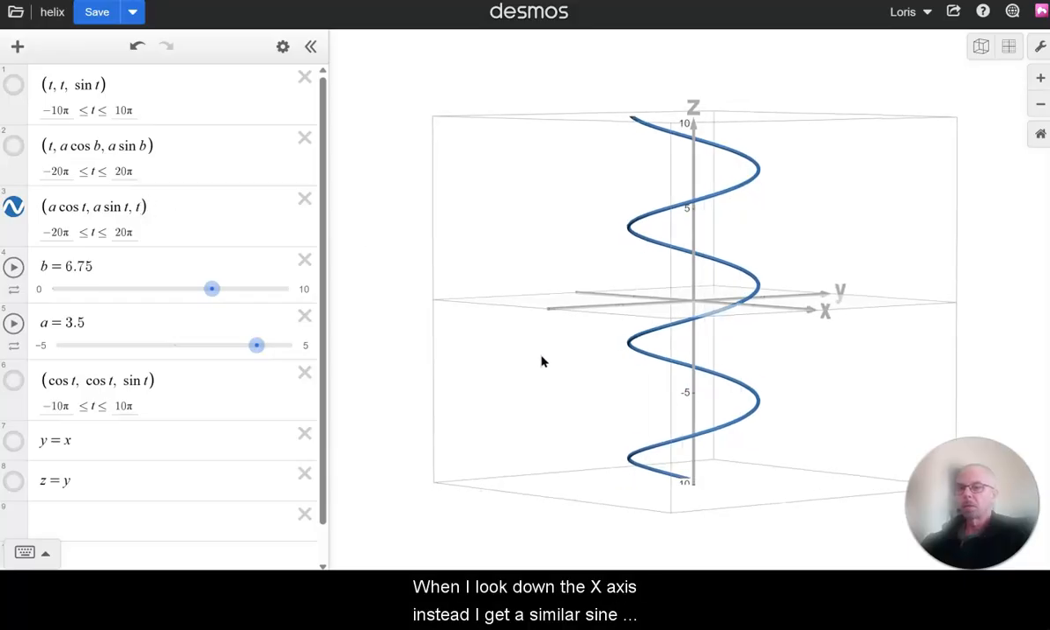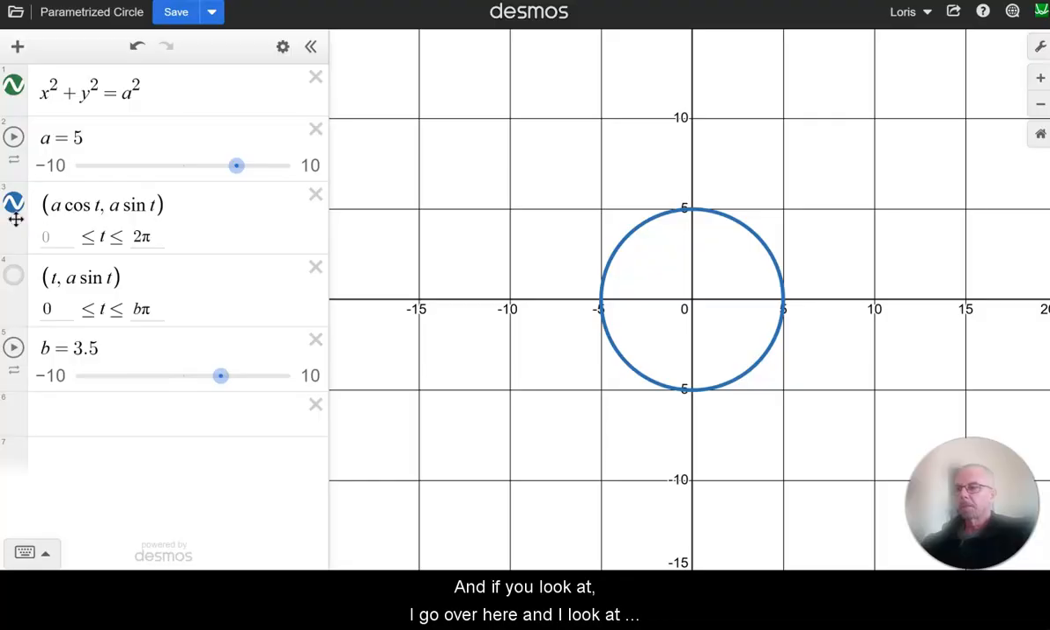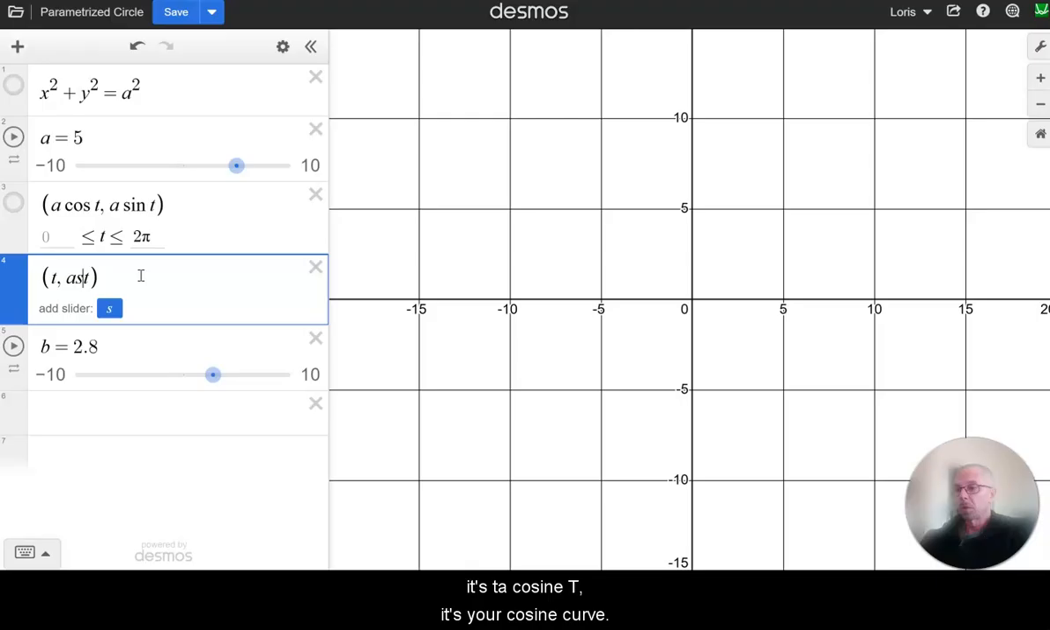When I look down the x-axis instead, I get a similar curve, actually an actual sine curve, a sine t, t. And if I go over here and I look at t, a sine t, that is your sine curve, okay? So if it's t, a sine t, that's your sine curve. If it's t, a cosine t, it's your cosine curve.